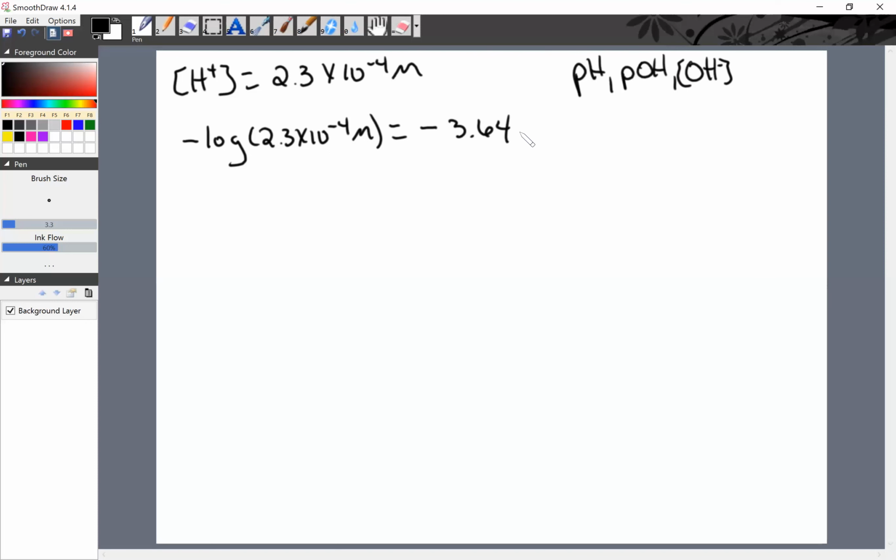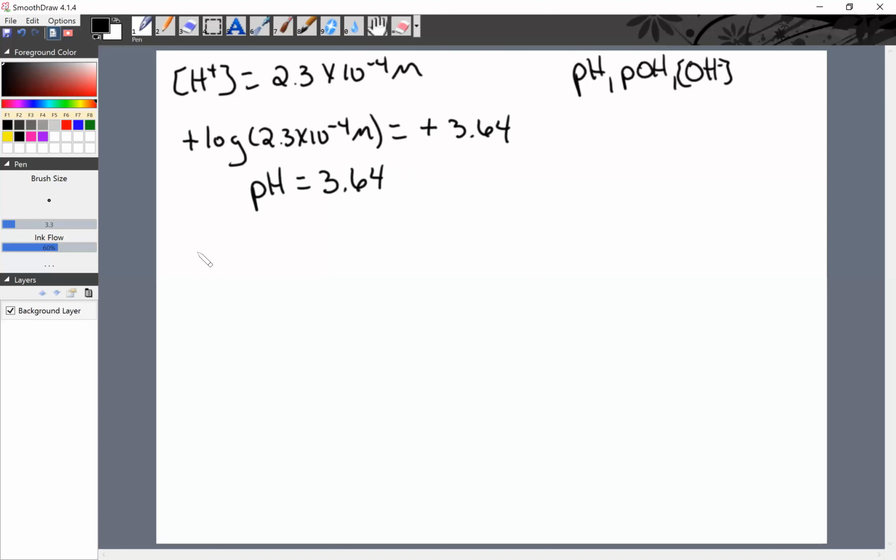But, a negative and a negative, okay? So the pH is equal to 3.64. Yes, you can have negatives, but I had to multiply the answer by a negative 1 because that was part of my equation. All right, let's talk about sig figs for a minute.